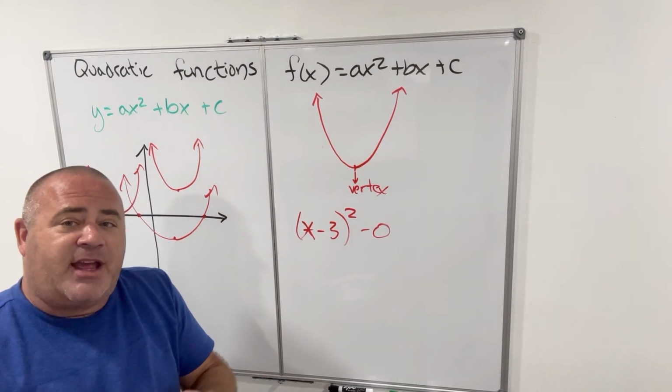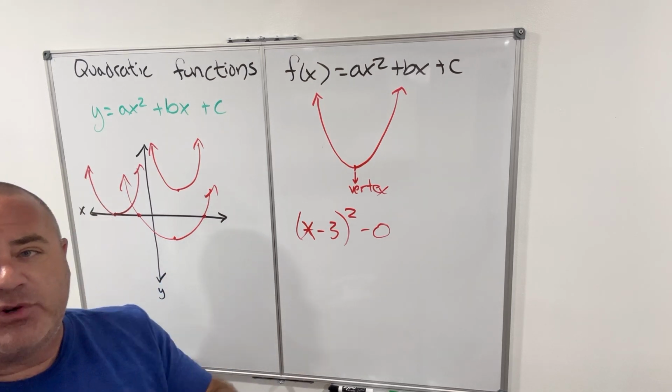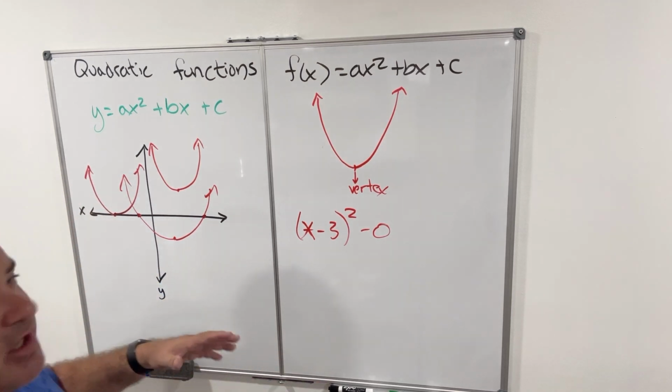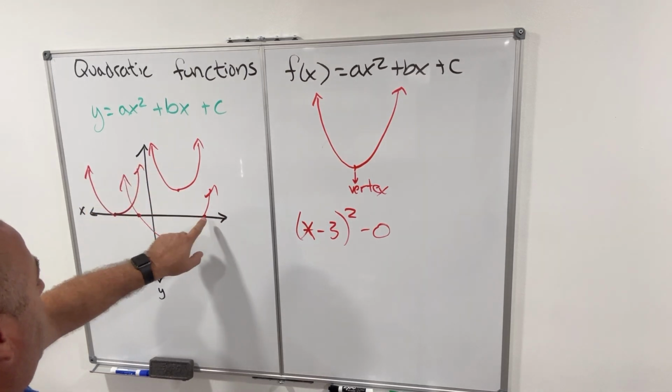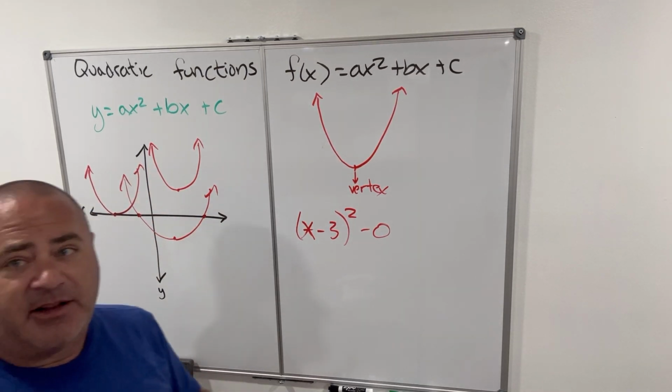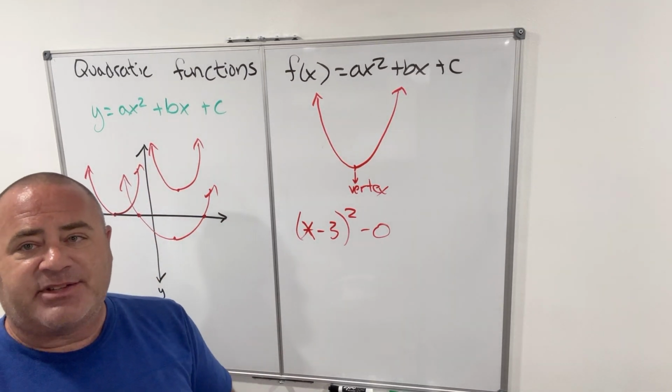So in either case, we're always going to have two solutions, but they're not always going to show up as real number solutions. But that's what we're looking at. We're looking at graphically where it's crossing the x-axis.